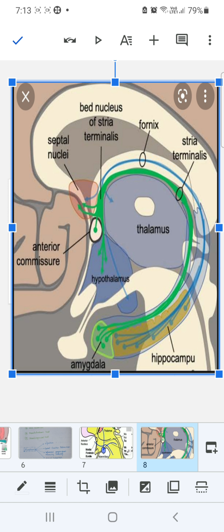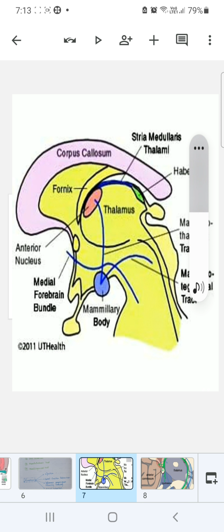Now, the mammillothalamic tract actually comprises the fibers that are running between the mammillary body of the hypothalamus and the thalamus. This fiber is known as the mammillothalamic tract, while some fibers from the mammillary body go to the tegmental area of the midbrain. So they are known as the mammillotegmental tract.